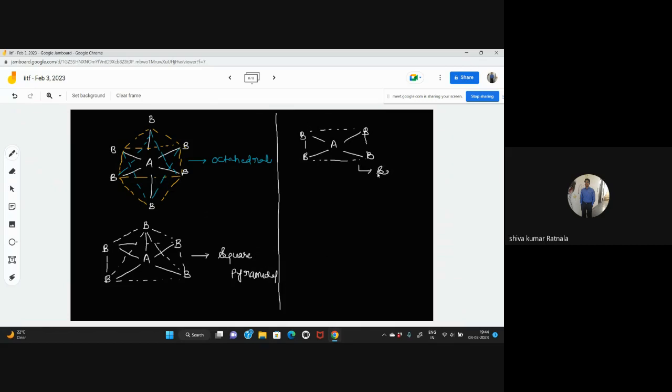This is square planar. Last one is this is, sorry, pentagonal bipyramid. Done? Everybody completed?